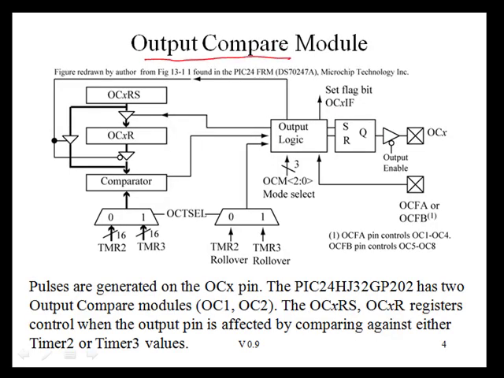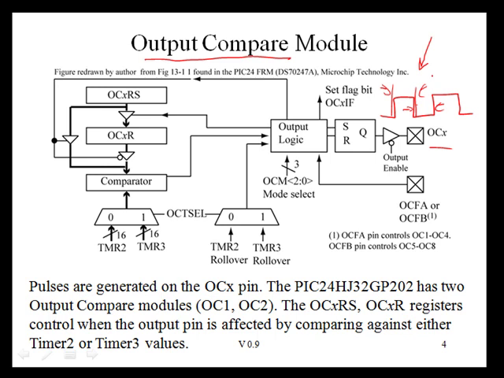The output compare module is used to generate pulses of a specific width on a pin that we're going to call the output compare pin. In order to do this, we need to be able to control the duration of both the high and the low pulse widths. Now, we have generated waveforms like this in previous examples by using a periodic interrupt that toggled an output pin. However, the goal of the output compare module is to generate these waveforms with more flexibility, more accuracy, and more stability.